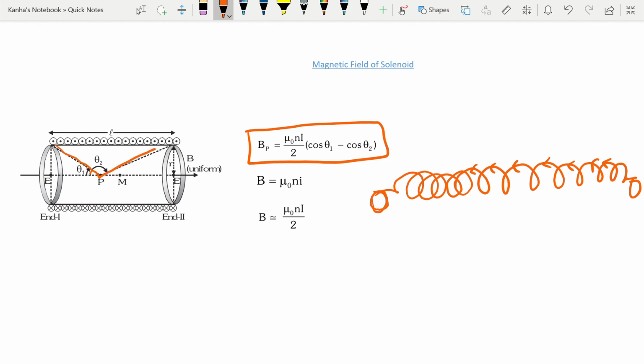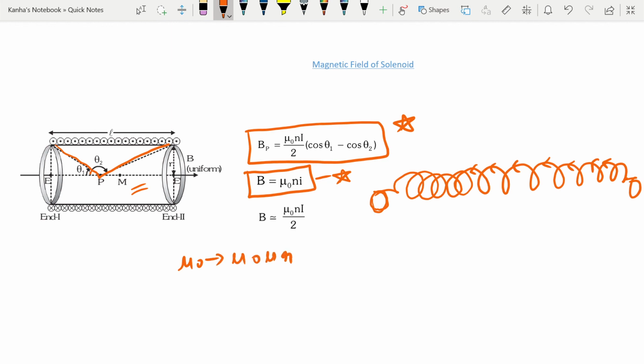So this is the cos theta 2. You should remember this. This is the most general form, and the more specific form that is generally asked in the papers is B is equal to mu naught n i, where mu naught is the permeability of the material that is placed inside the solenoid. Right now this is for the general case, so there is no material inside, so mu naught will remain the same. If there is a material inside the solenoid, then this mu naught will turn to mu naught into mu r.